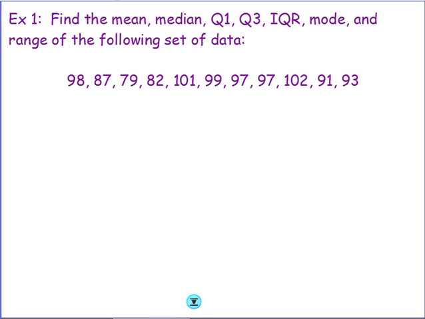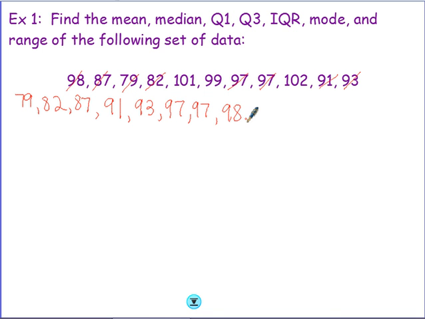So of course, starting with the smallest, 79, I cross them off as I go. We have 82, and then 87, and then 91, then 93, then 97, then 97 again, then 98, 99, 101, and finally we end with 102. That's just that prep work to find all of your information.